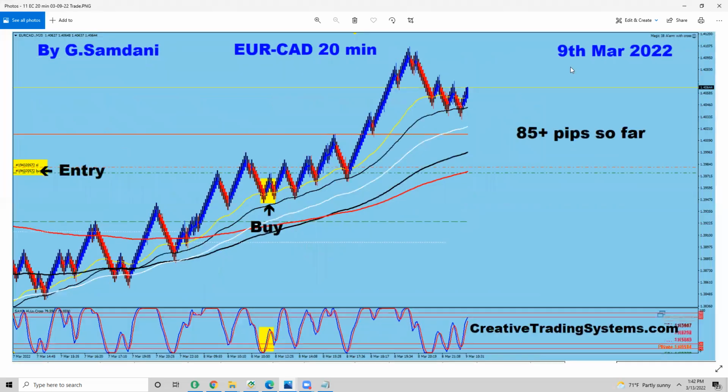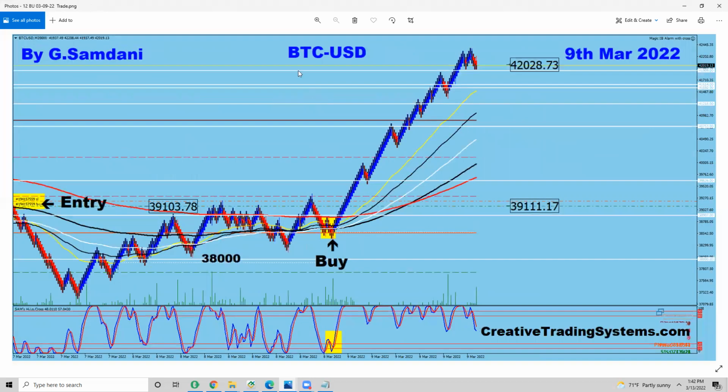On the 9th, the next day, Euro CAD, this is what happened. Euro was getting very strong, so it started to go up, and 85. Here, this is Bitcoin buy, and it has its own story, but I'm going to make another video probably on that. Beautiful setup, and then I took it and it went up all the way.